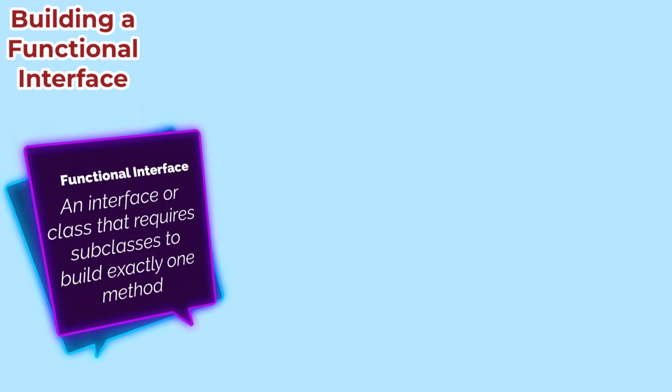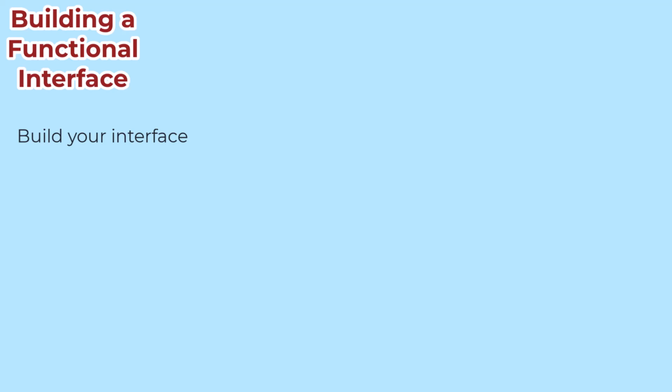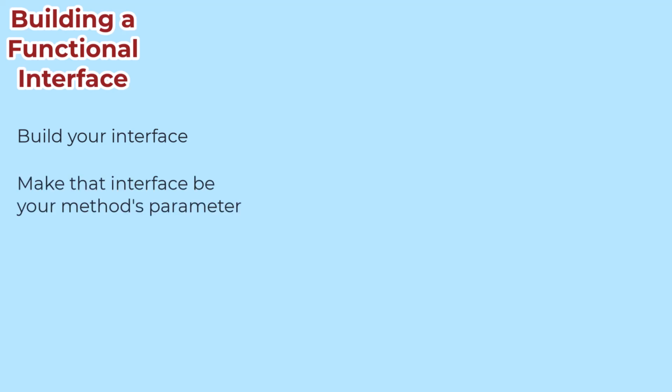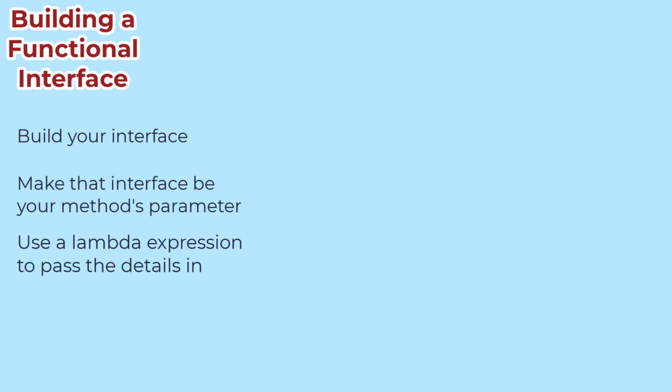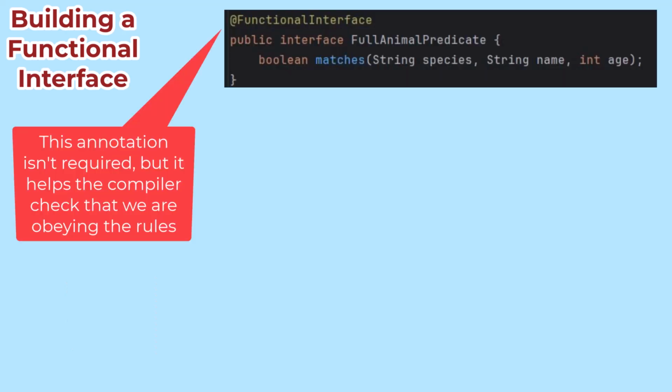If you need to, you can also build your own functional interface. The only rule is that it can only have one method that needs to be built by classes that implement it. Maybe you need more information passed into your function than the general purpose functional interfaces provide. No problem. Define your interface, make it the type of your method's parameter, and use a Lambda expression to pass it in. For example, suppose I wanted a predicate that checked all of the fields in the animal against given values. My interface's functional method would take 3 parameters and return a Boolean.